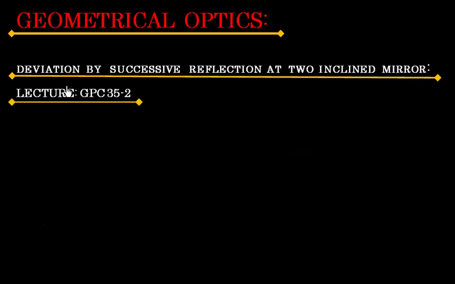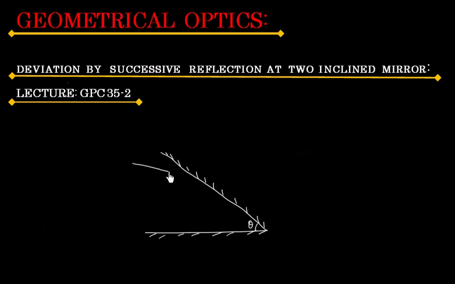In this lecture we will discuss deviation by successive reflection at two inclined mirrors. So let us say we have two inclined mirrors, and they are inclined at an angle of theta. So these are two plane mirrors.